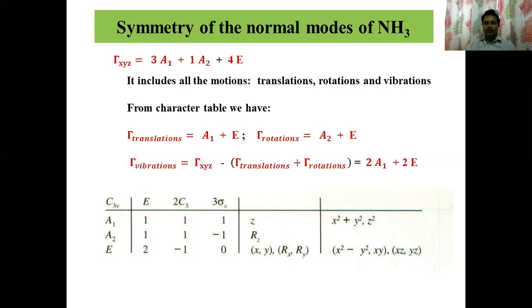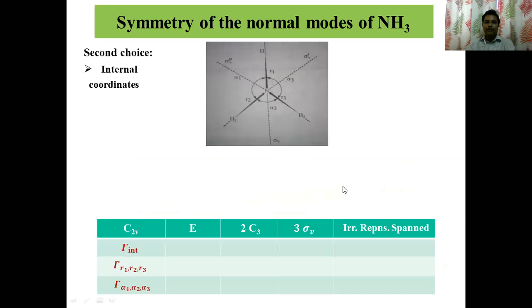So therefore I'm going to go for the bond coordinates now. Okay, so here you go, internal coordinates. Now here the way we define internal coordinates are like this. So this is R1, right? So this is R1, this is R2, this is another NH, this is R3, right? Now bond angles, of course, like this. So this angle is taken alpha 1, this is alpha 2, and this is alpha 3, right?